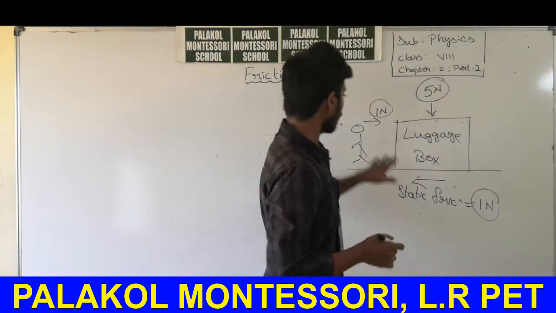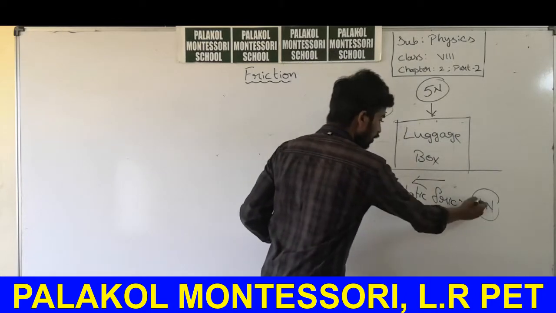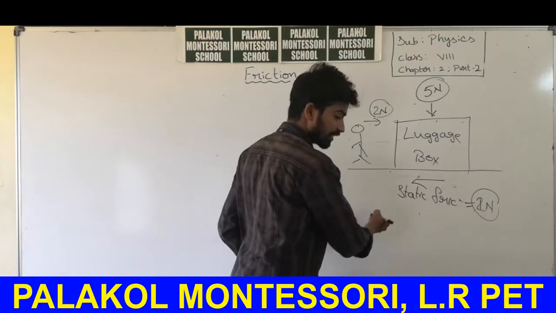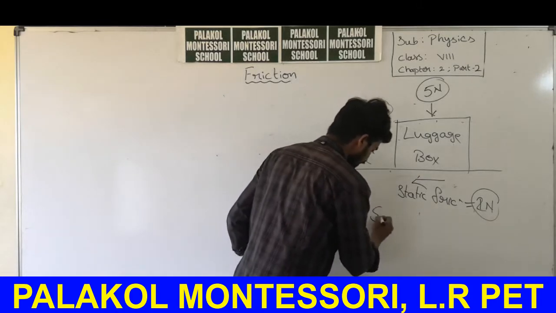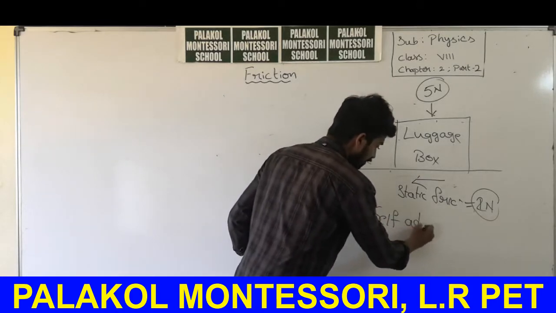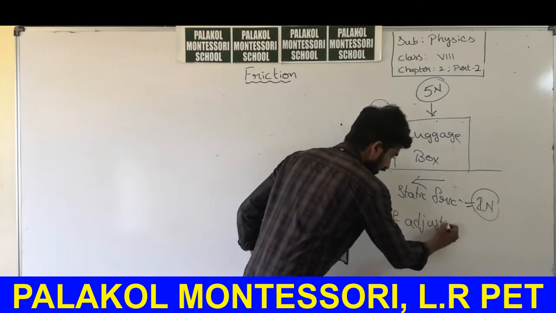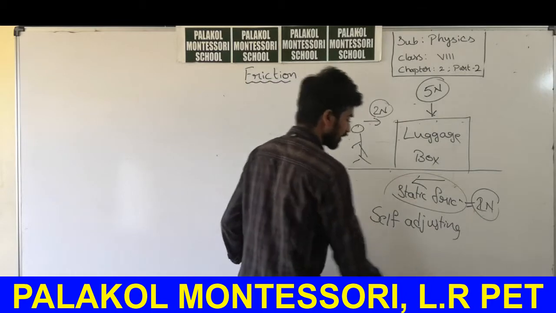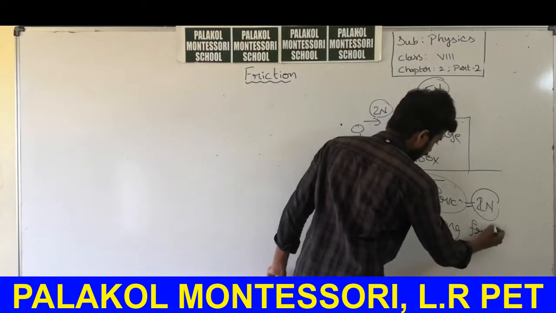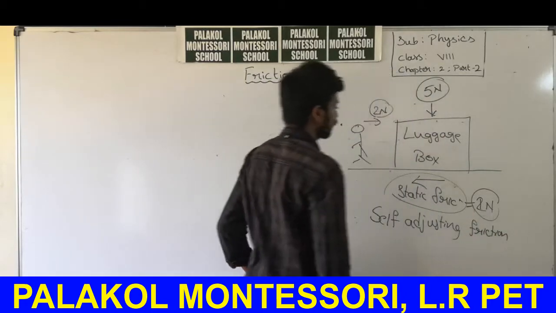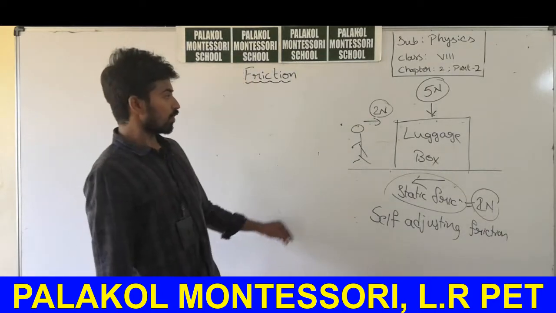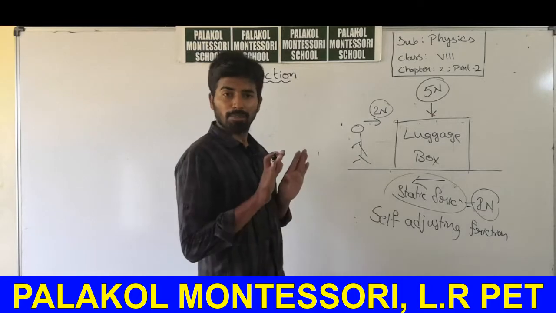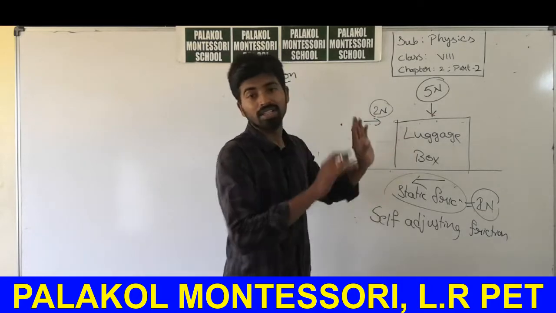If you apply 2 Newtons, then the static friction value becomes 2 Newtons again. That is why we call this self-adjusting friction. In the previous class we have learned this. The value of the static friction depends on the applied force; it is self-adjusting friction. And 5 Newtons is the maximum static friction. If you apply 5 Newtons, the block starts moving.